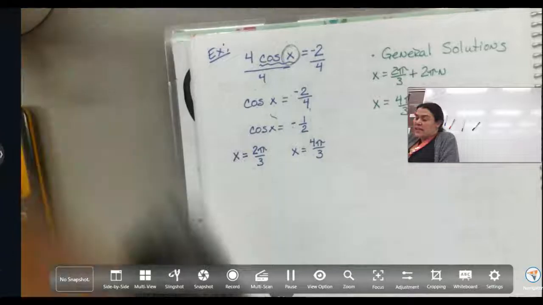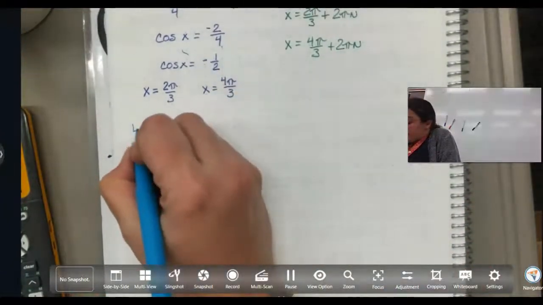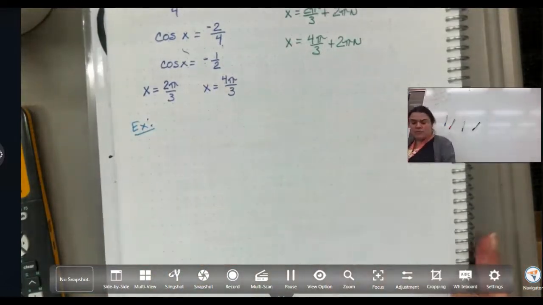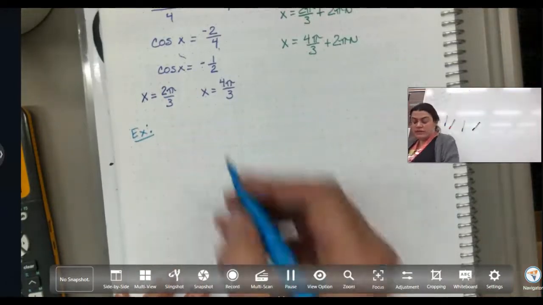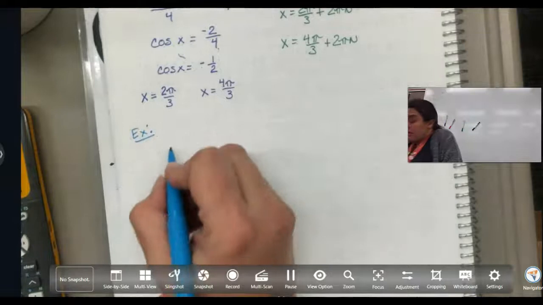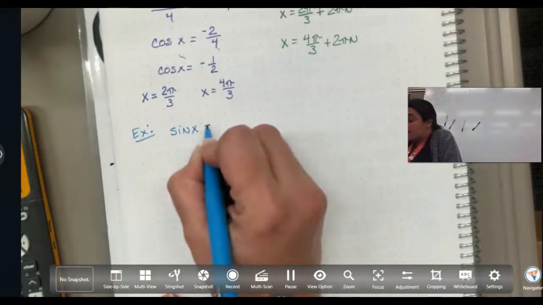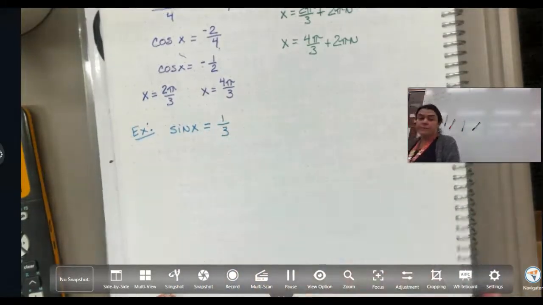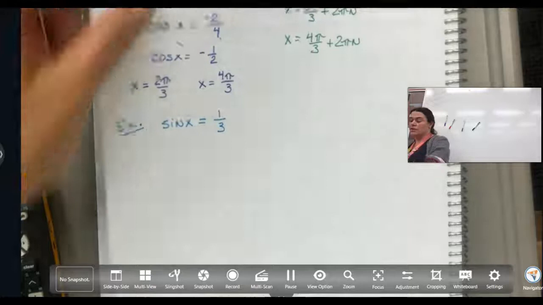And this is a calculator problem. Okay, so get your calculator handy dandy and let's look at this. So if I gave you a problem, we'll do two. We'll do one with a craziness and one without craziness. So if I just told you sine x equals 1/3. Well, 1/3 is never on the unit circle. So we can't use that.